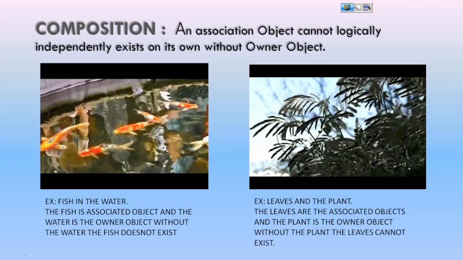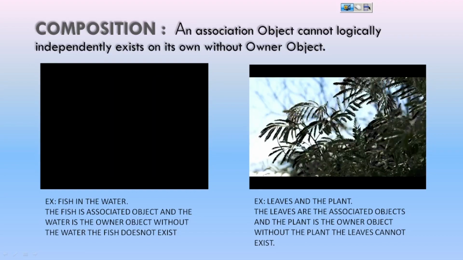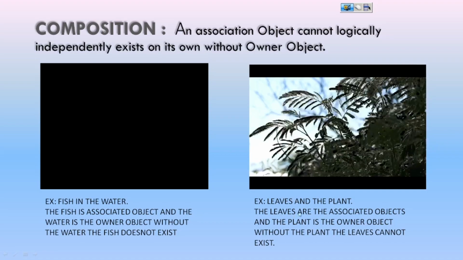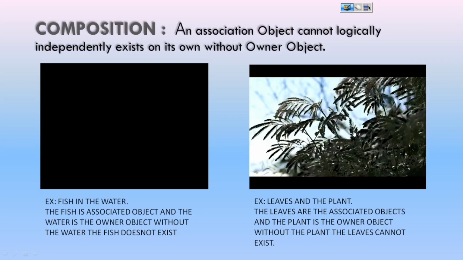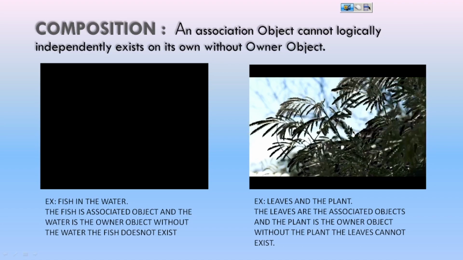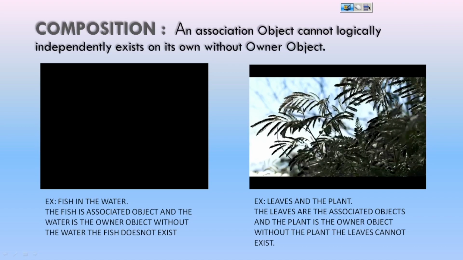In the second video, if you see, there is a plant. This plant has the leaves as well. So the leaves are the associated objects and the plant is the owner object. If the plant gets destroyed, then the leaves also will not be there. So this is one of the examples for composition.